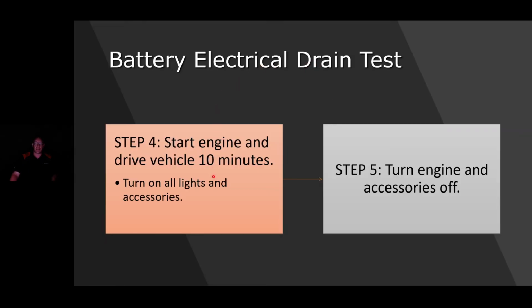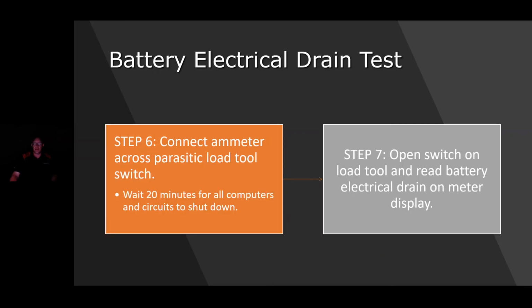Battery electrical drain test, step 4. Start the engine and test drive the vehicle. Turn off all the lights and accessories. Turn the engine and accessories off. Let it all sit. Okay. Step 6, connect the amp meter. We talked about that. We connect the amp meter to it. Step 7, open the switch on the load tool.